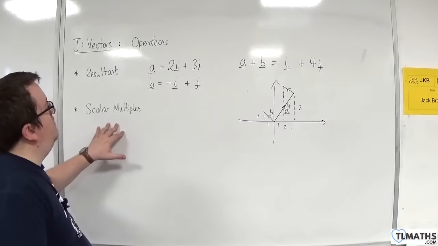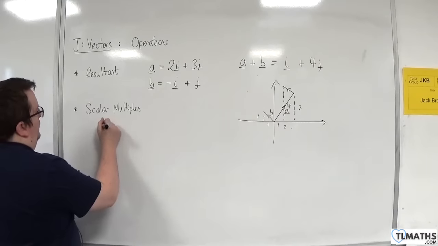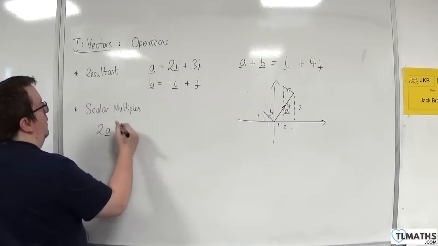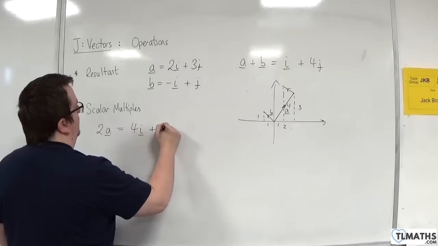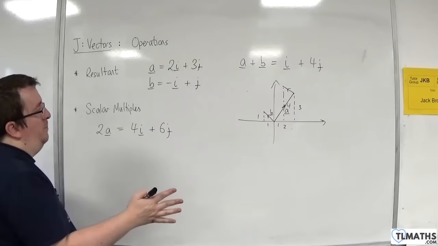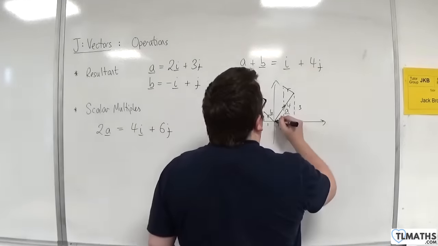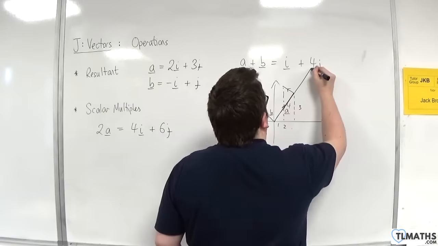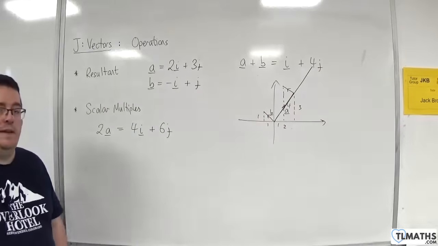And when we have a scalar multiple, let's say we've got 2a. Well, that is just multiplying this vector through by 2, of course, so 4i plus 6j. So what we've got there is a vector that is parallel to it, but now twice the length. So if that's a, then 2a would be that vector there, doubling its length.